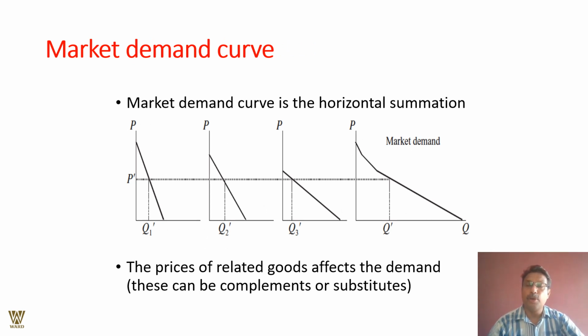Market demand curve is a horizontal summation. And how do we come across it? This is the horizontal curve that we are looking into. Can we increase the demand if the price remains the same? Can we increase the demand of the quantities?